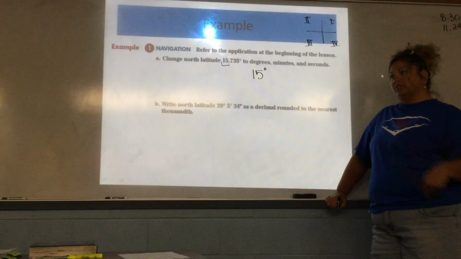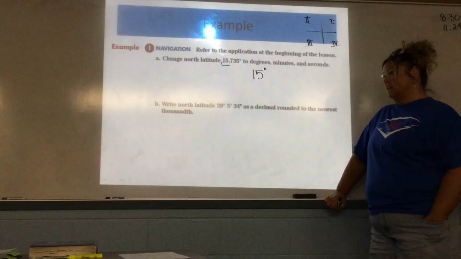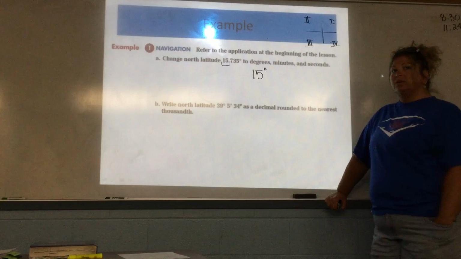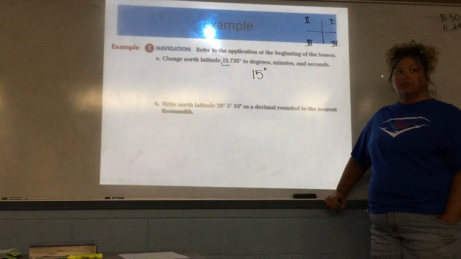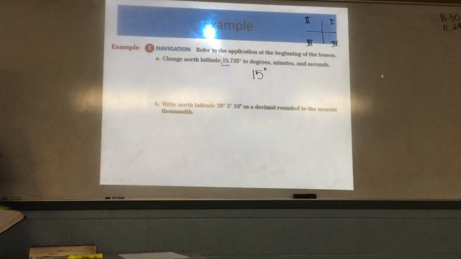Everything after the decimal is going to be minutes, but we have to do something to it. What did we say about it a while ago? We said that 1 degree was equivalent to 1/60th, right? So do we multiply it by 1/60th? Does everybody agree? If it was no, divided by 1/60th, which would be the same as multiplying it by 60.